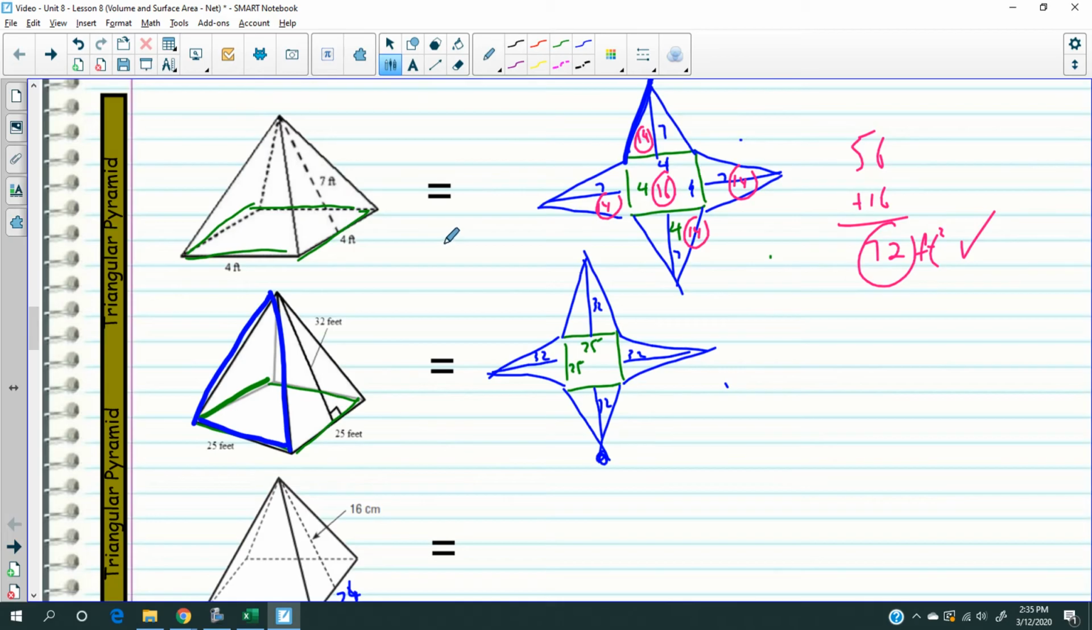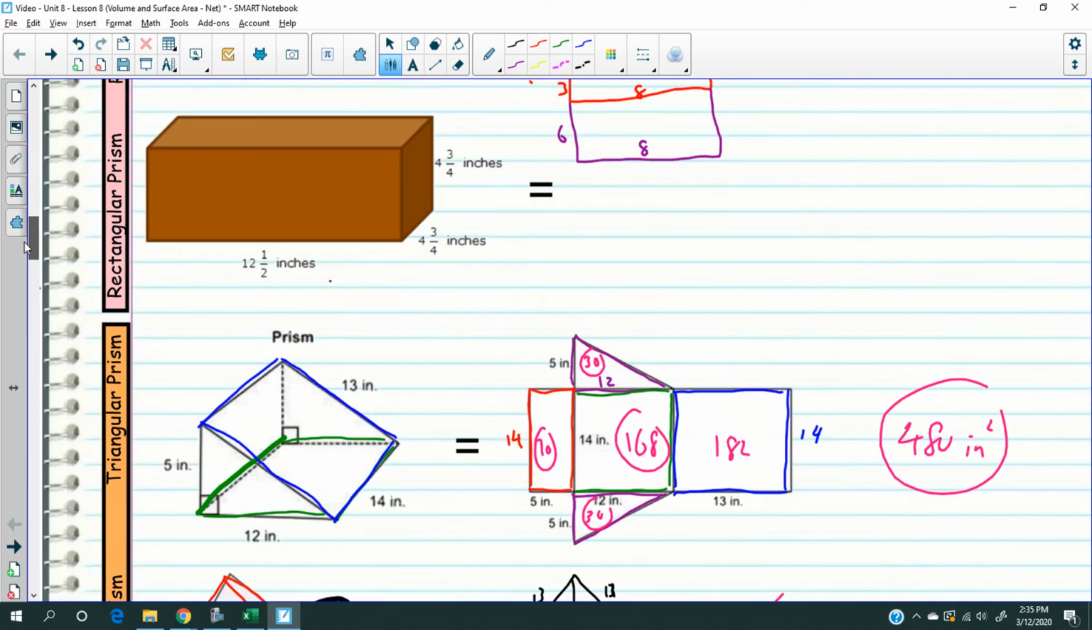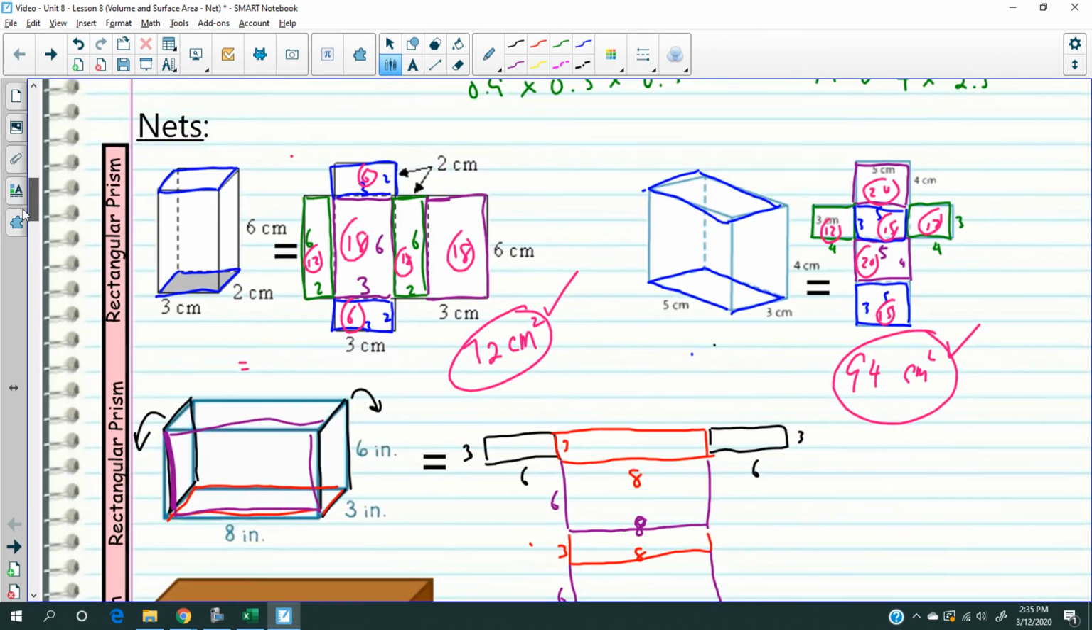And what would they look like if you were to unfold them? Like a shape. And lastly, knowing that, how do you find the surface area?